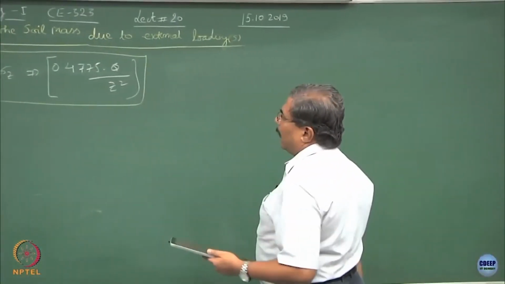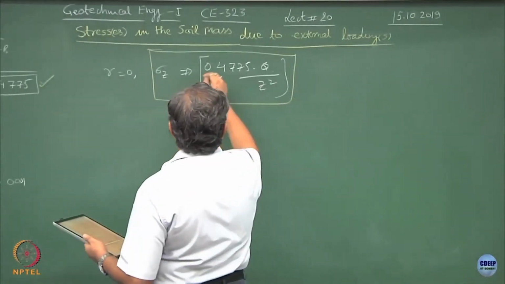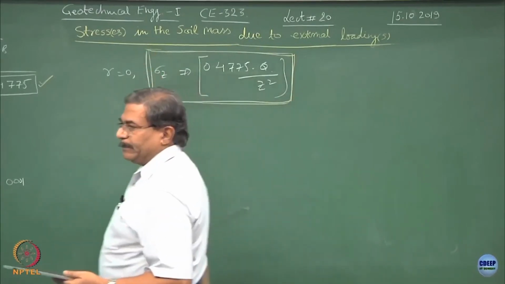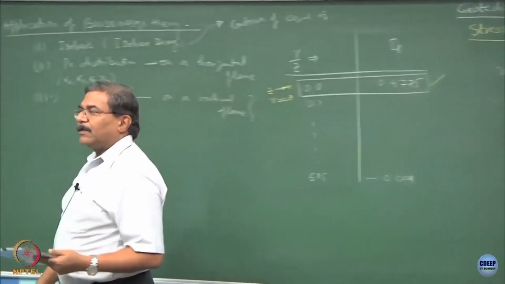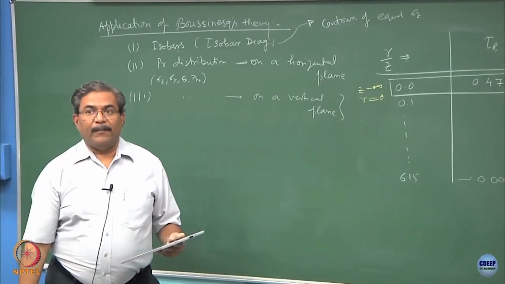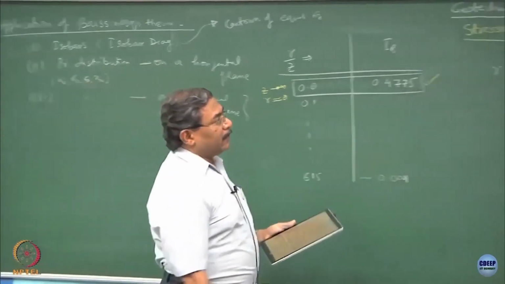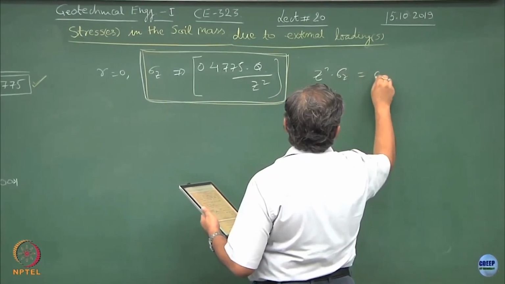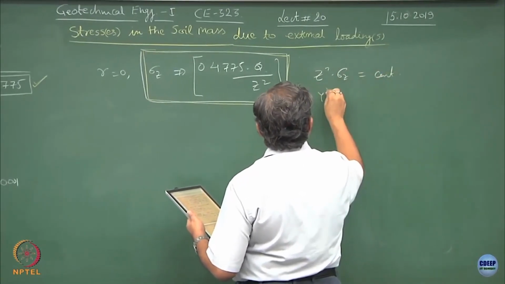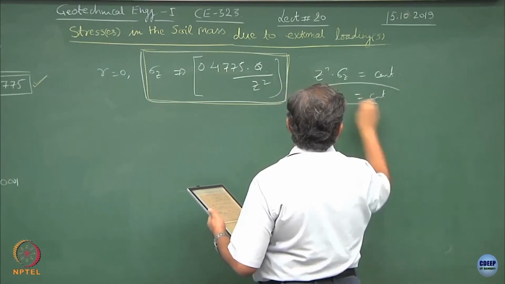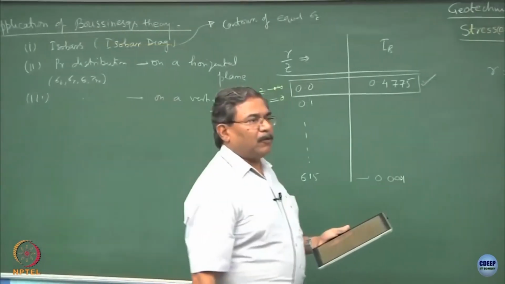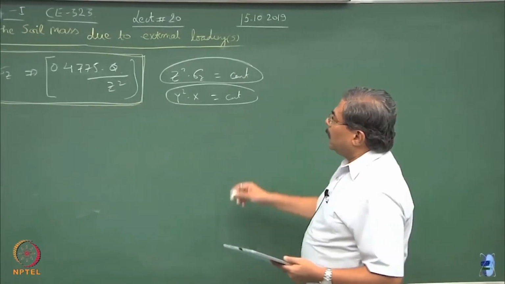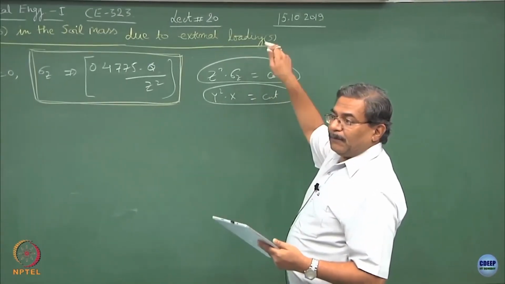How would you plot them? Now, I am sure you can realize from here, what is the form of this equation between sigma Z and Z? Q is a constant, is it not? So, what is the form of this equation? If I write like this, Z square into sigma Z is constant. Suppose this is y square into x equal to constant. What is this graph? Hyperbola. Clear? So, that means all the contours of the stresses are going to be hyperbolic functions.